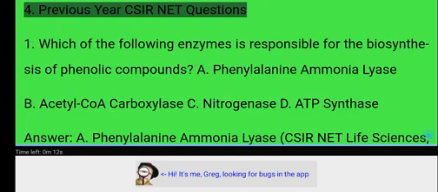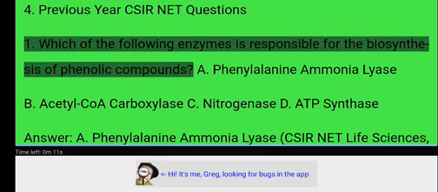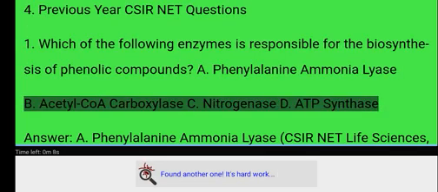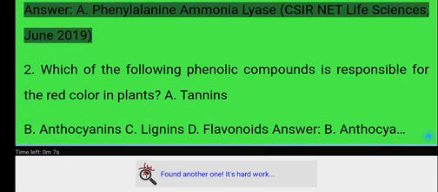4. Previous year CSIR NET questions. 1. Which of the following enzymes is responsible for the biosynthesis of phenolic compounds? A. Phenylalanine ammonia lyase, B. Acetyl-CoA carboxylase, C. Nitrogenase, D. ATP synthase. Answer: A, phenylalanine ammonia lyase. CSIR NET Life Sciences, June 2019.